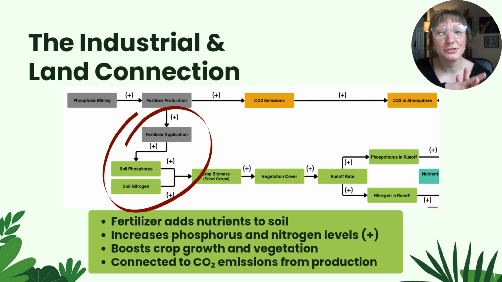So here I'm zooming in on the first major step, when fertilizer is actually applied to land. As fertilizer use increases, we see increases in both soil phosphorus and soil nitrogen. That's a positive coupling, and it leads to more crop growth and more vegetation. So at first, this does look like it's a good thing. It supports agriculture. But at the same time, this system is still connected to the carbon cycle because producing that fertilizer required energy and released CO2. So even though this step is local, just adding nutrients to soil, it's already tied to global impacts.